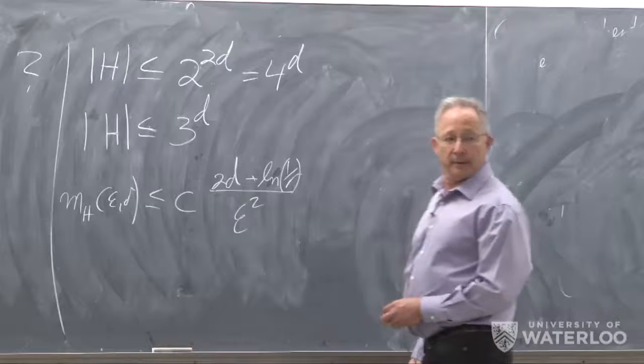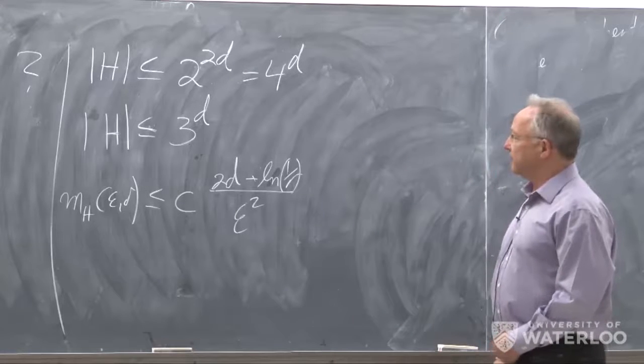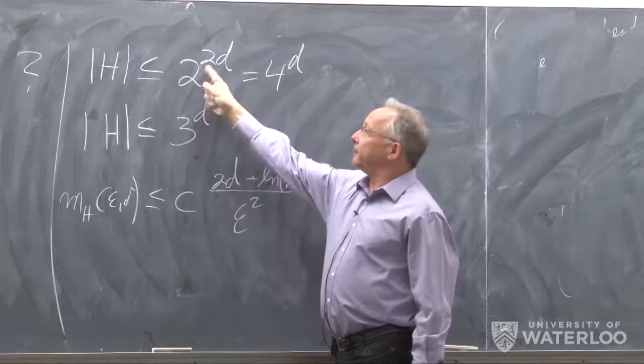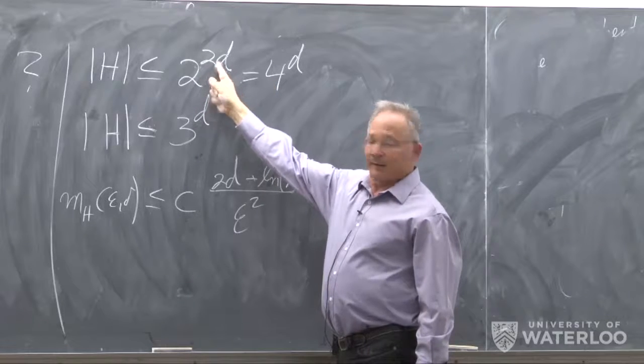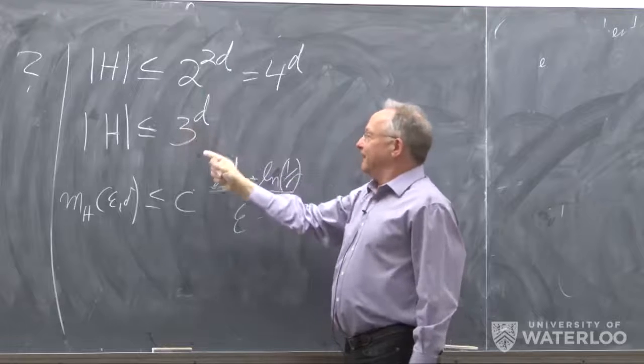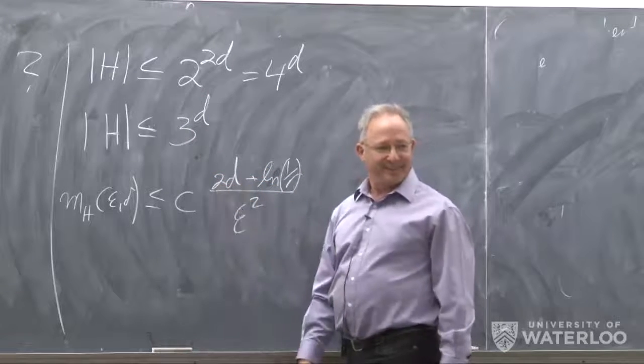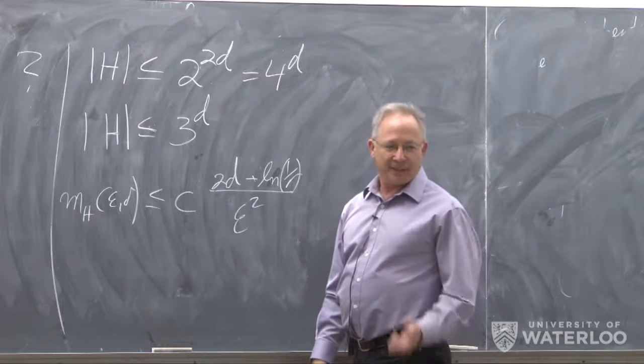Yes? Why is it 2d there and not 3 to the d? Oh, because I took the log of this. The log of this is 2d. The log of this is a little bit less, it's d log 3. Log 3 is less than 2. Oh, right. Yeah, just put it in the constant.